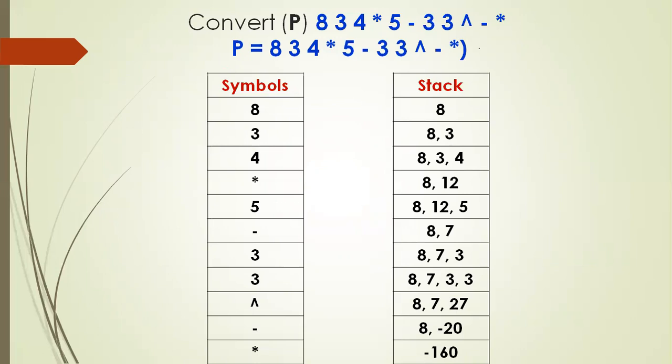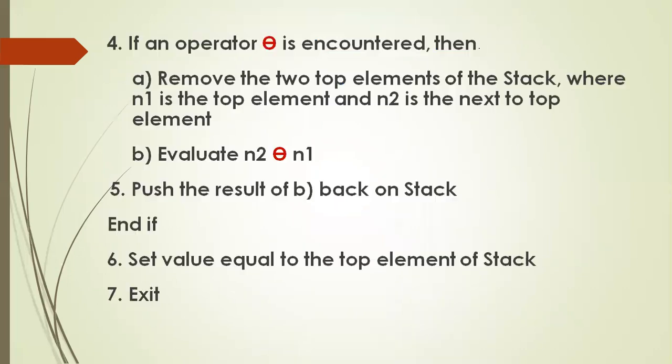What is the first step in that algorithm? The given expression, you call it P. So P will be 8, 3, 4, star, 5, minus, 3, 3, power, minus, star. Here, 8, 3, 4, 5, 3, 3 are the operands. And the operators are: first star, then minus, then power, then again minus, and finally star. What does the algorithm say?